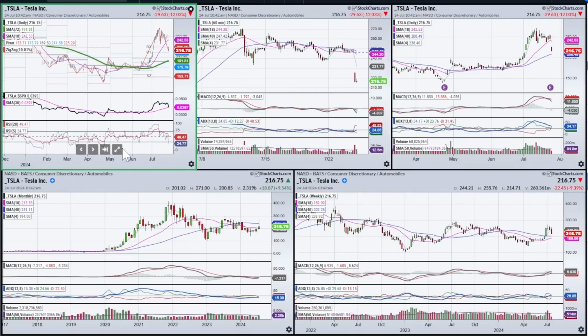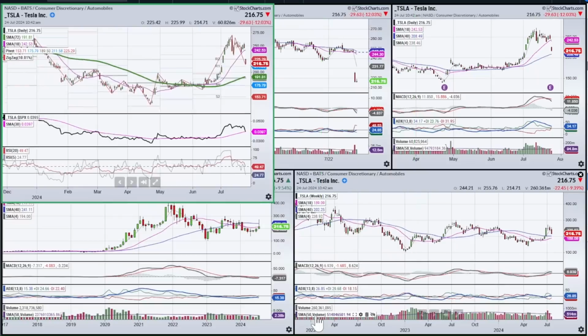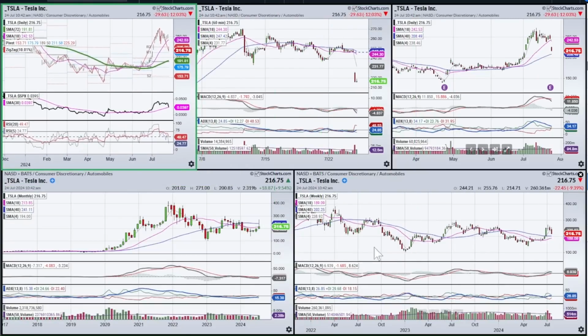It looks like we have the potential for an RSI buy on the weekly, but look at the way this is gapping down. The violence of this move to the downside tells me we have a little bit of time. We don't have to be in a big hurry.